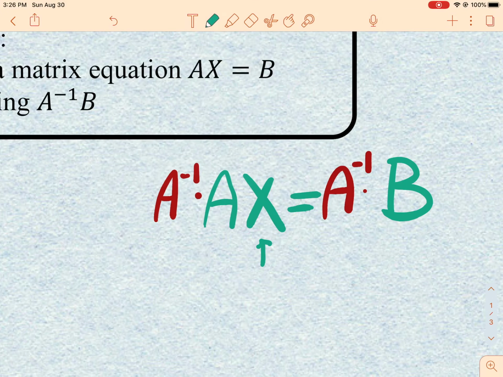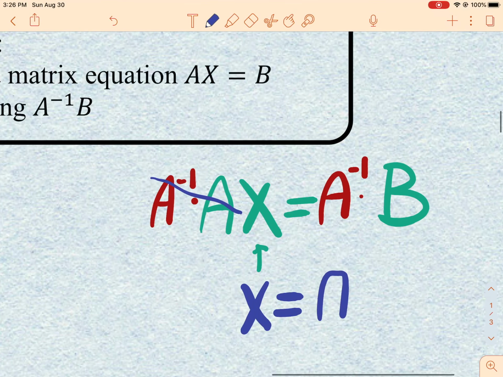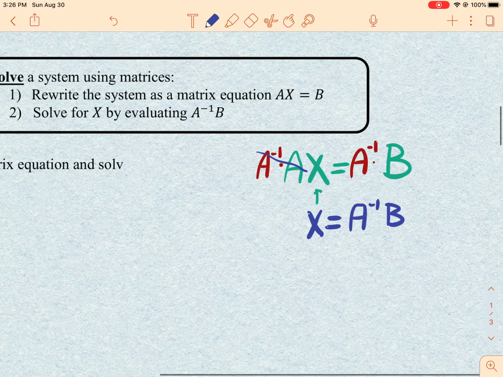And it's like these cancel out, so you're left with just x. And then here you have A inverse B. And it's important that it's A inverse times B. It's got to be on the left of the B. B times A inverse can give you something different.